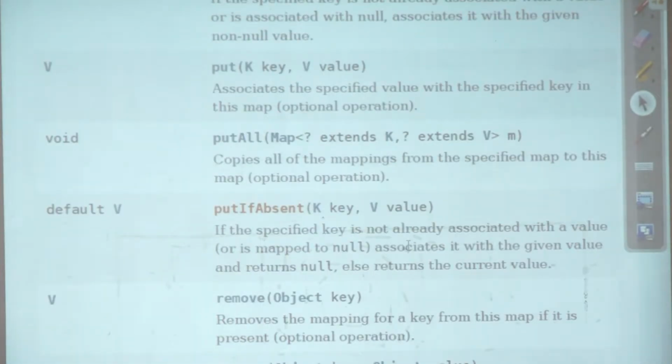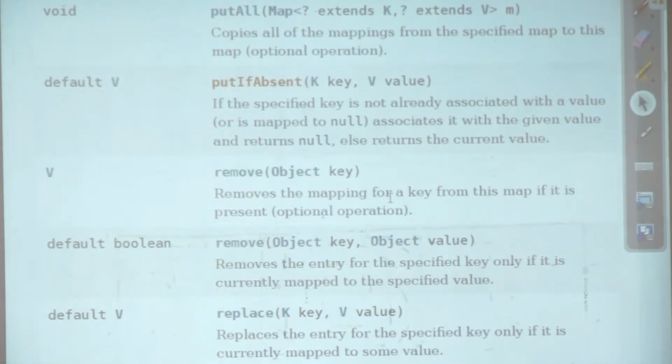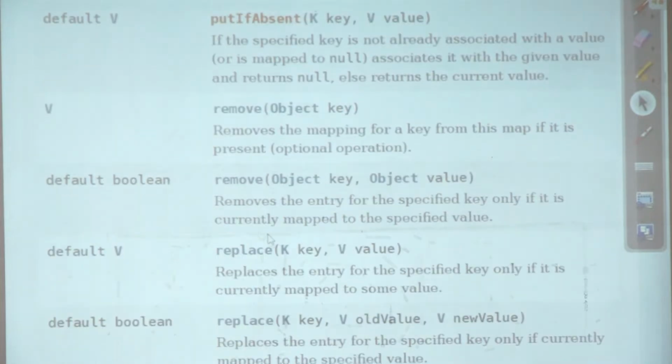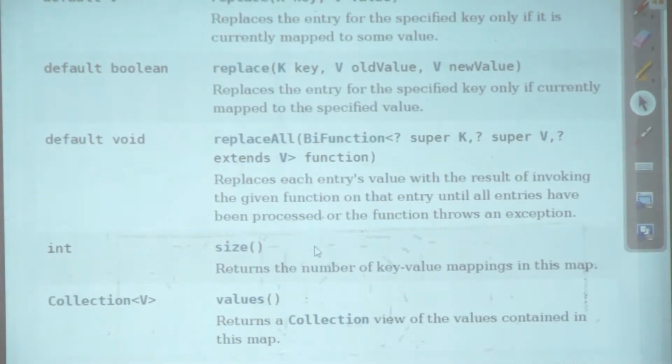So putIfAbsent, remove. Remove, you know what is remove. Remove is also used often. Remove is just get rid of that entry given the key. Then remove with key and value anyway. Replace is not used much. Size is used. What does size give you? How many entries are there in the map? That is size.